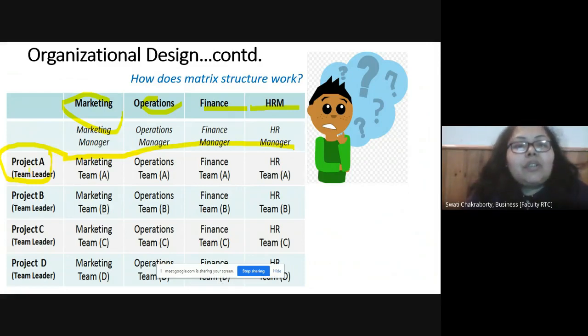So this project requires persons from marketing, operations, finance, as well as HR. These are the functional experts from different departments who are working together in this project. Where the project is concerned, it's the project leader or the team leader who is responsible and has the final say. But where promotions are concerned, the respective departmental heads will be dealing with the promotions of these persons. Once the project gets over, they go back to the respective departments.